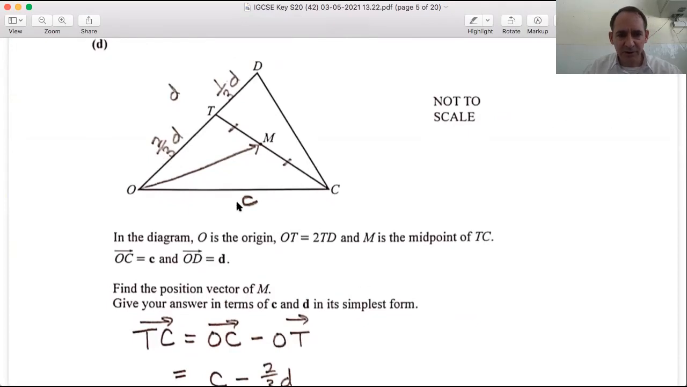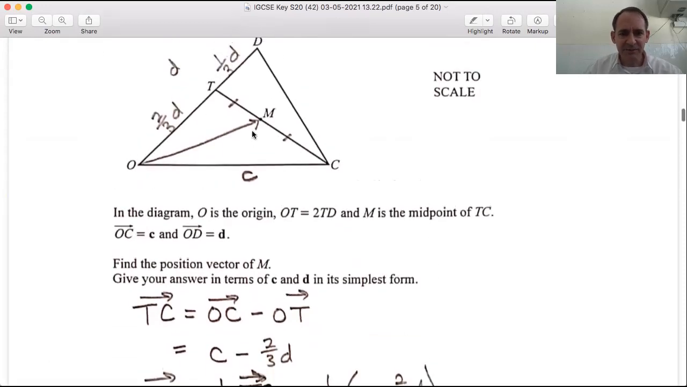Then OC is our vector c, M is the midpoint of TC. Find the position vector of M. Position vector again means from the origin, so we just draw that line in ourselves. Now we want to use the big letters first. How do we get from O to M using these other letters?